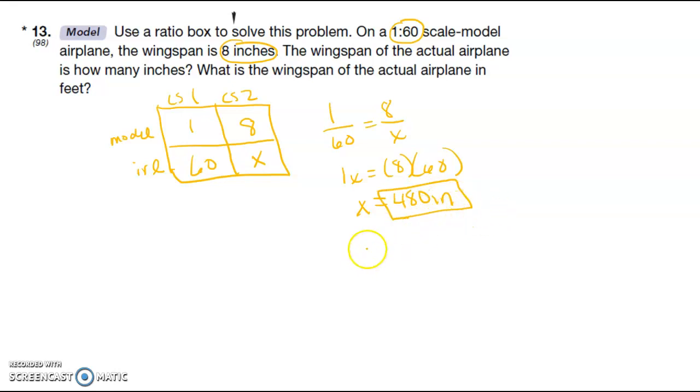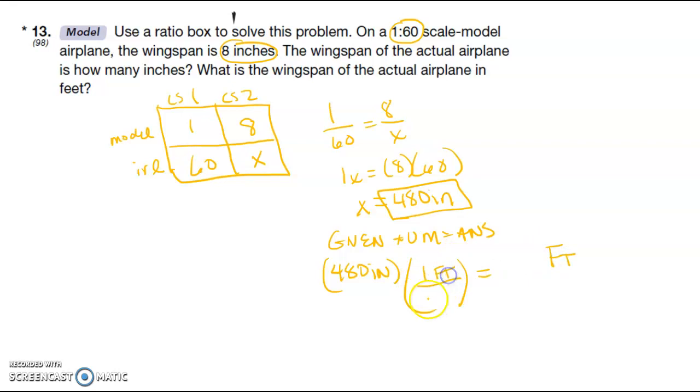And then I have to convert that using a unit multiplier. So I have 480 inches times something is going to be equal to feet. So I need feet in the top. So I know that 1 foot is equal to 12 inches. My inches cancel. 480 divided by 12 is 40 feet.